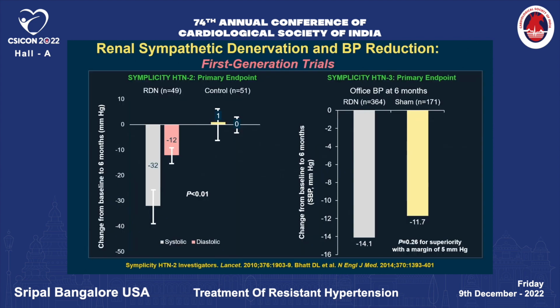If you look at the first generation trial, the Simplicity Hypertension 2 trial, there was a significant decrease in blood pressure, 32 millimeters decrease with renal denervation, and there was hardly any change with controls. But then a more definitive trial, Simplicity Hypertension 3, was done. When you compare it to sham control, there was not much significant difference between sham and renal denervation. Even though the renal denervation reduced blood pressure, so did sham. And as such, Simplicity Hypertension 3 was considered a negative trial.